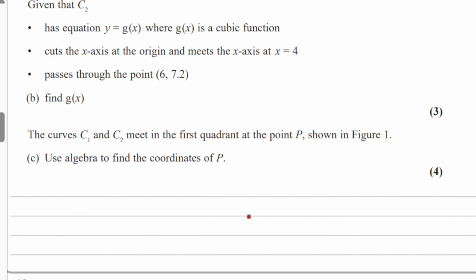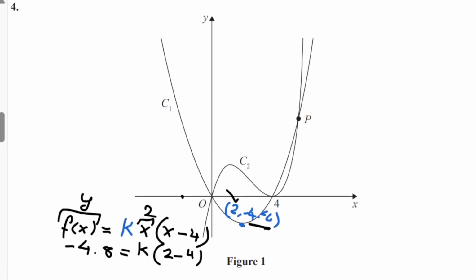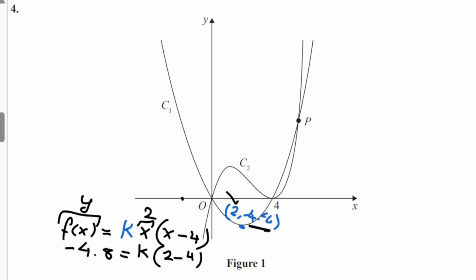Given that C2 has equation y equals g of x, where g of x is a cubic function, okay, so it's a cubic function, cuts the x-axis at the origin and meets the x-axis at x equals 4, passes through this point. Find g of x. Let's just write that, 6 and 7.2. So this point here, where is 6 and 7.2? So what is the cubic? It's this one, yeah?